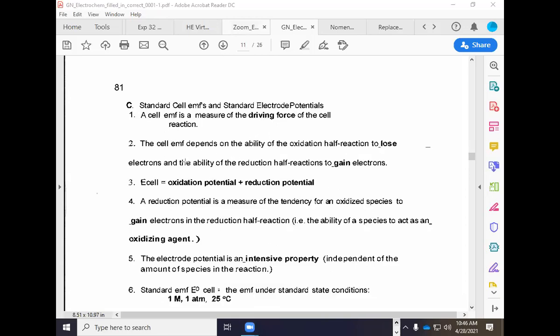So this electromotive force is how much does one of the elements want to lose electrons, and how much does the other element want to gain electrons. The way that we get the E of cell is by taking the oxidation potential and adding the reduction potential.